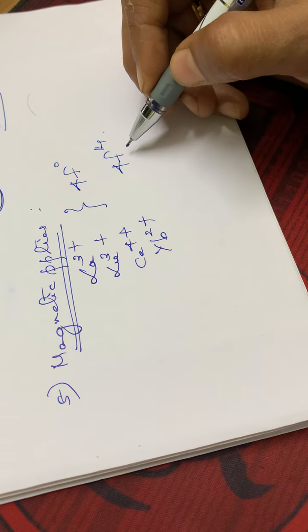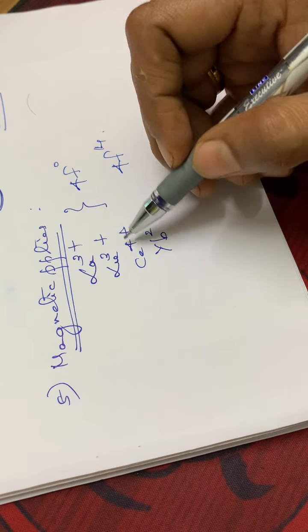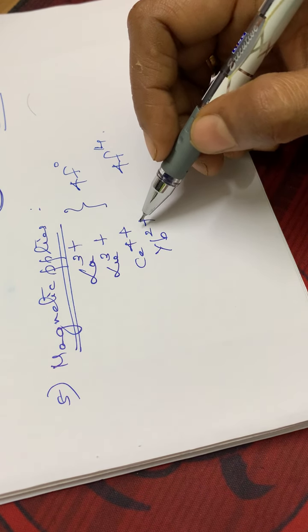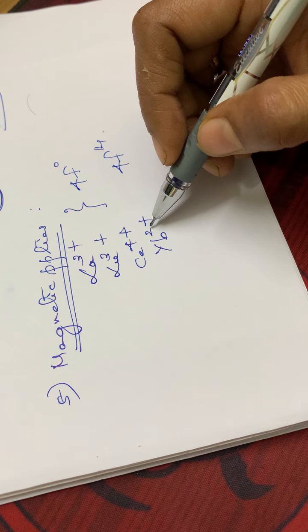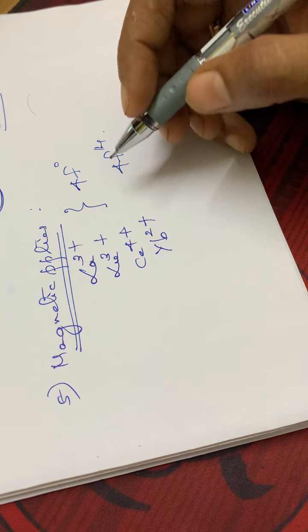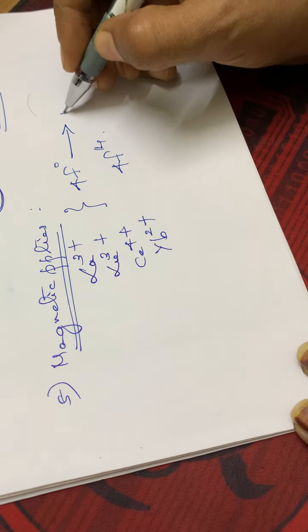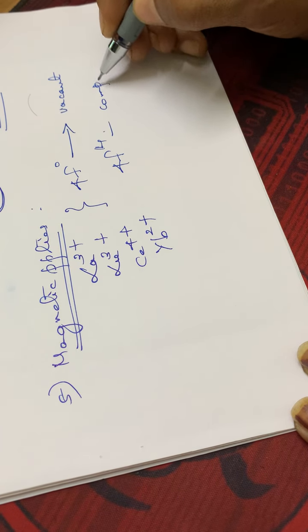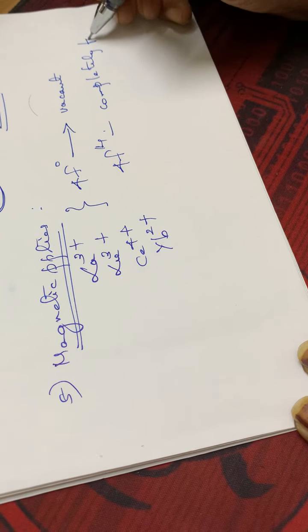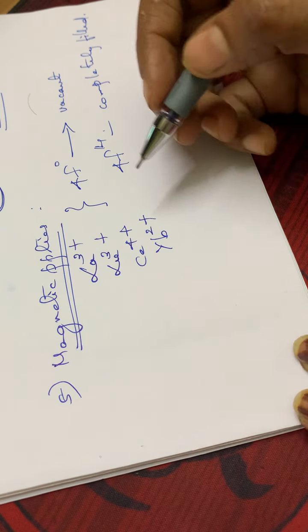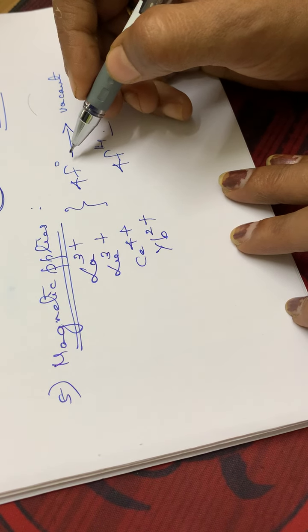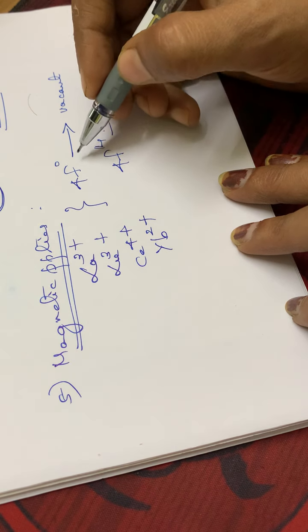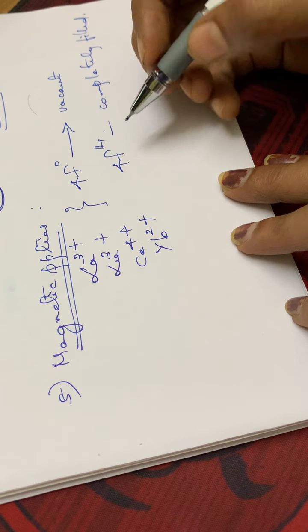You can write down the configuration and check it. So lanthanum 3+ and lutetium 3+ have 4f0, and cerium 4+ and ytterbium 2+ have a 4f14 configuration. That means either it is vacant or it is completely filled. And as a result, what happens? In these cases, there are no unpaired electrons.